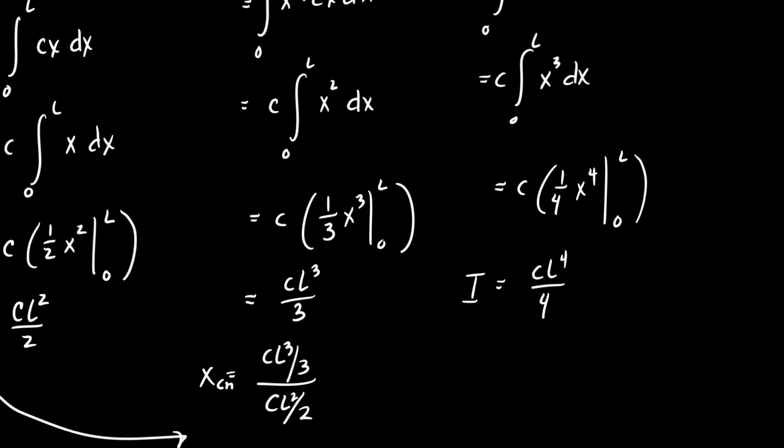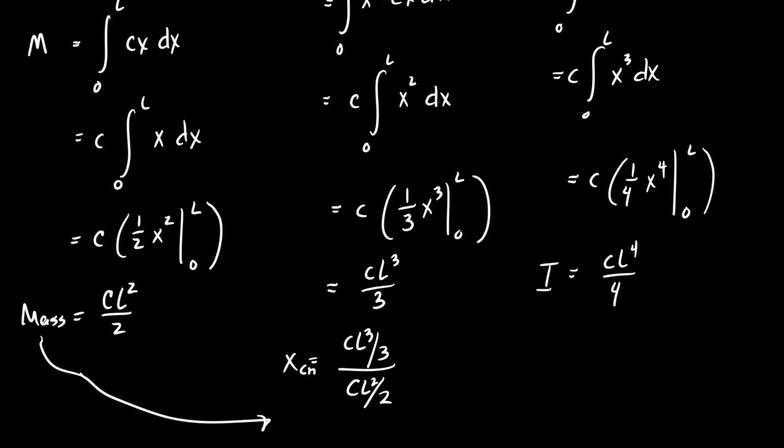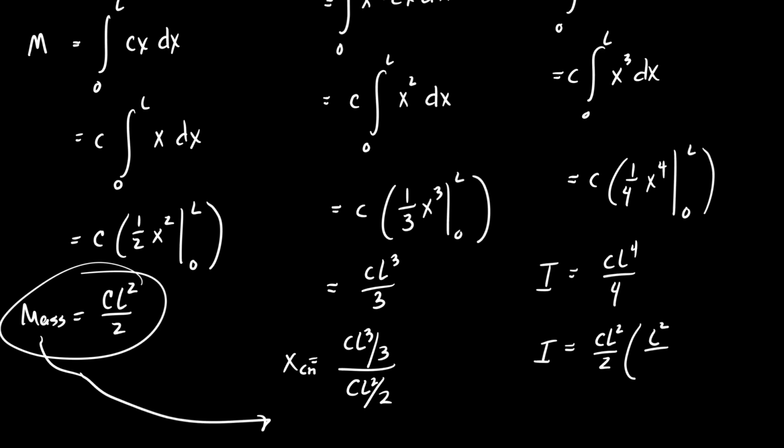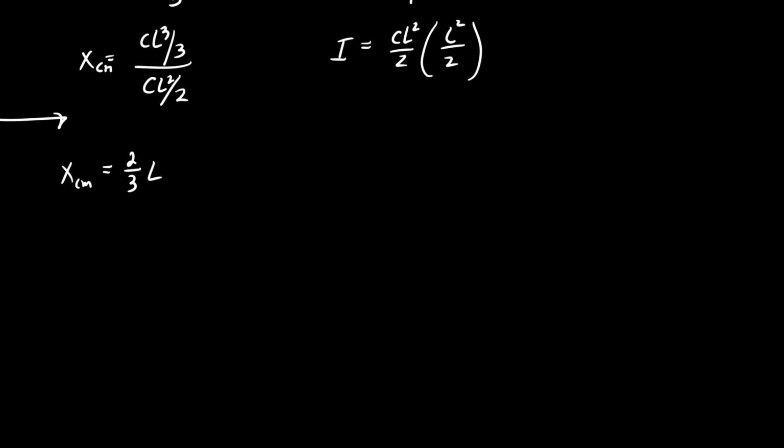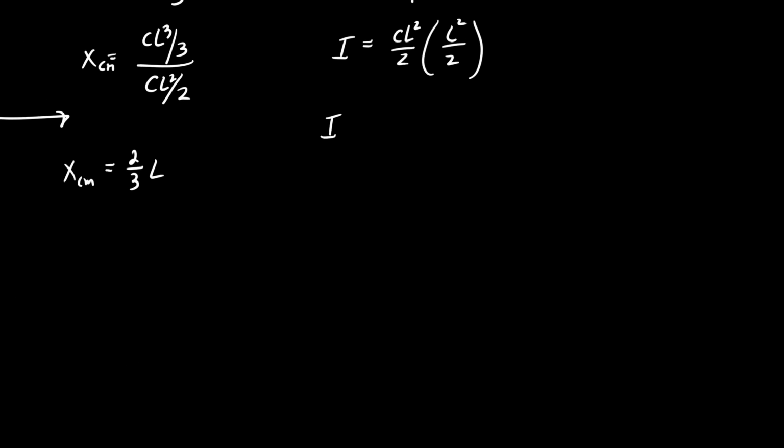So let's make a clear comparison because we know the mass is CL squared over 2, right? So let's go over here and factor out CL squared over 2, which is going to leave me L squared over 2, right? I'm just factoring it out of the moment of inertia. If I do that, I know that CL squared over 2 is M. If I just rewrite this a little bit, I get 1/2 ML squared.